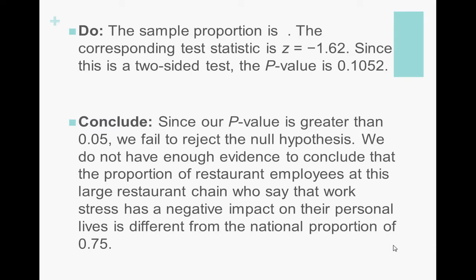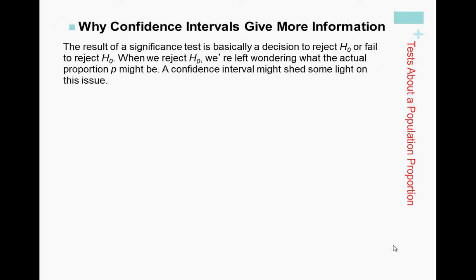All right, we're going to talk a little bit about the relationship between confidence intervals and significance tests, especially two-sided significance tests. This shows why confidence intervals actually give more information. The result of a significance test is basically just one decision to reject the null or fail to reject the null. And when we reject the null, we're left wondering what the actual proportion might be, because we have no idea if it's just a little bit off or way off or something in between. So a confidence interval can shed some more light on the issue.